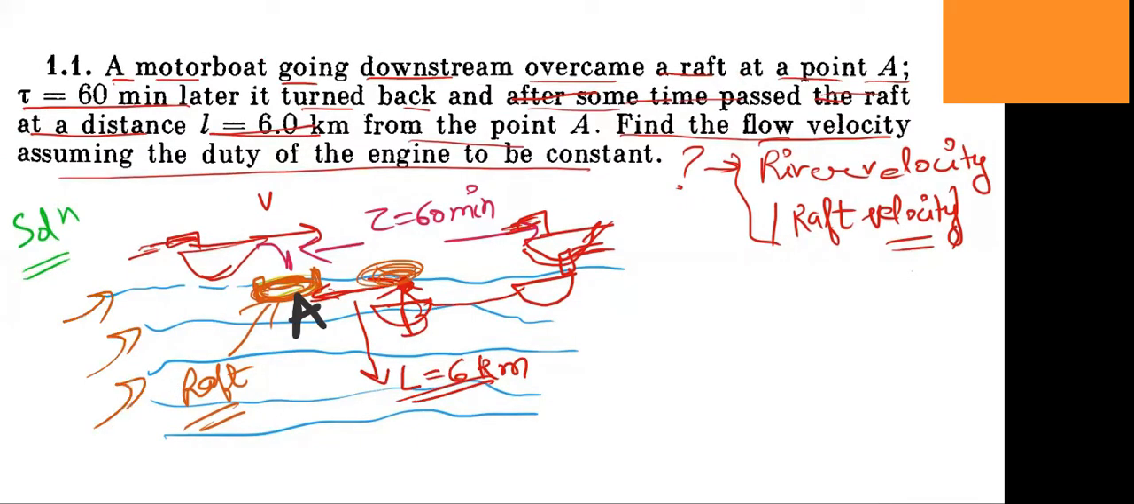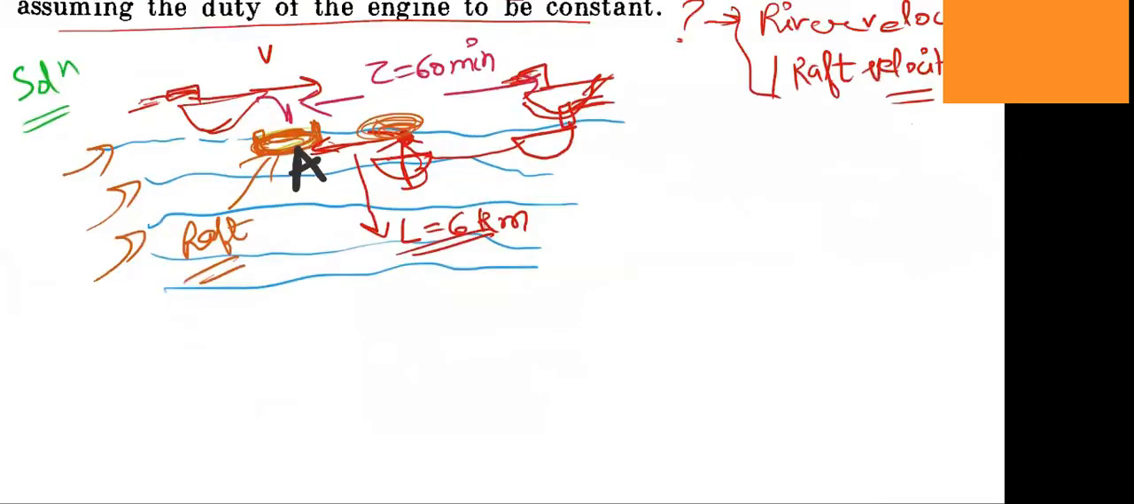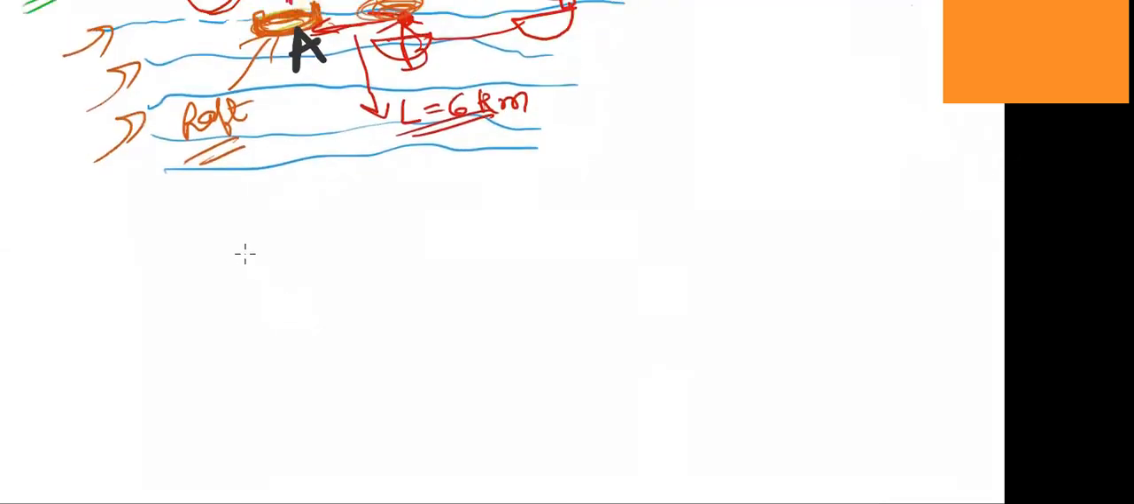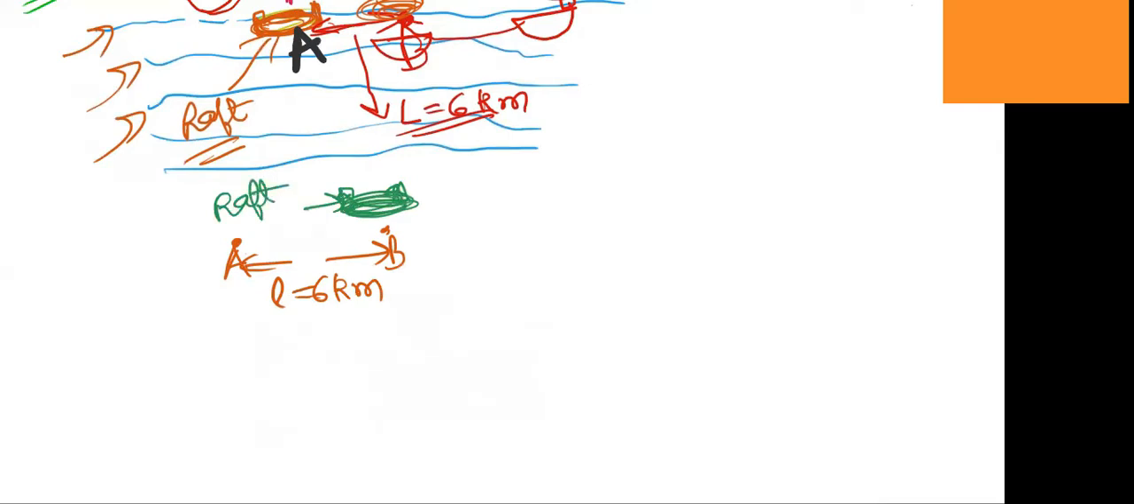So for making it more convenient, let's make a simple drawing here. This is point A, this is point B, and the distance between both the points is L equals 6 km. This is the meeting point of the raft and the boat.